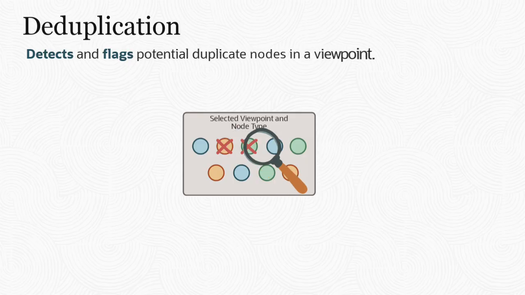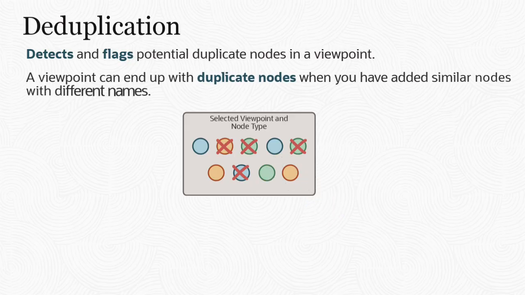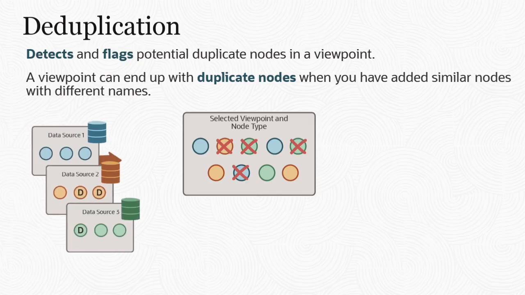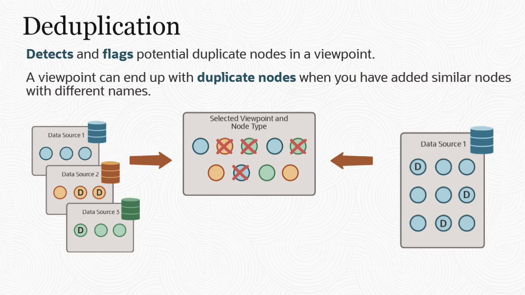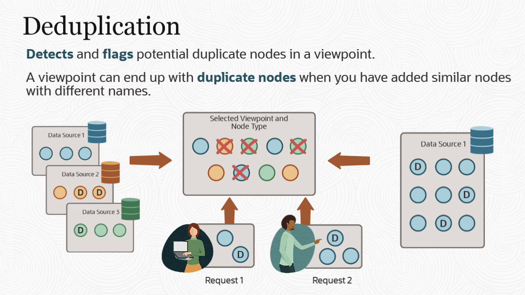Deduplication is a process you run for a selected viewpoint and node type to detect and flag potential duplicate nodes. A viewpoint can end up with duplicate nodes when you have inadvertently added similar nodes with different names by importing from multiple data sources, by importing from a single data source where duplicates were not resolved before importing, or from users submitting multiple requests using different names for similar nodes.